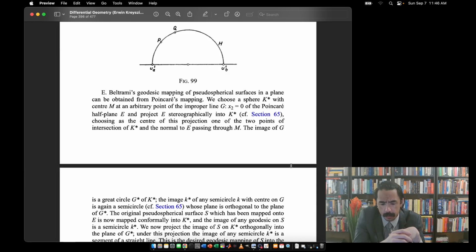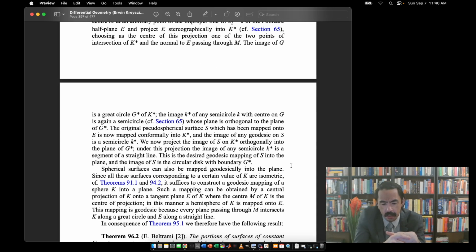Eugenio Beltrami's geodesic mapping of pseudospherical surfaces in a plane can be obtained from Poincaré's mapping. We choose a sphere, capital K star, with center capital M at an arbitrary point of the improper line capital G, where x2 is equal to 0, of the Poincaré half plane capital E, and project half plane capital E stereographically into the sphere capital K star. Refer back to section 65 on those kinds of conformal mappings into a sphere, choosing as the center of this projection one of the 2 points of intersection of capital K and the normal to capital E passing through the center capital M. The image of capital G is a great circle capital G star of capital K star.